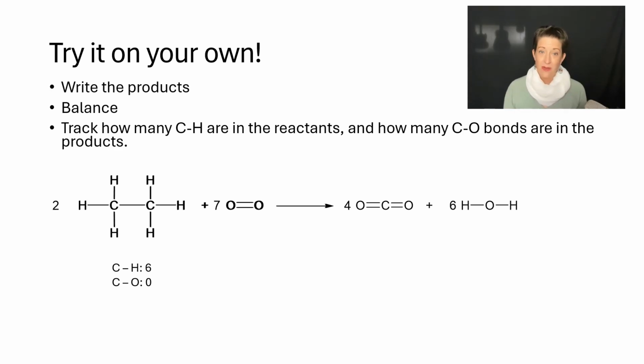In the ethane, we have 6 carbon-hydrogen bonds and 0 carbon-oxygen bonds. In the product, we have 0 carbon-hydrogen bonds and 4 carbon-oxygen bonds. Again, we are seeing that increase in the number of carbon-oxygen bonds, which means carbon is undergoing oxidation. This is what you need to be able to do with our organic combustion reactions.